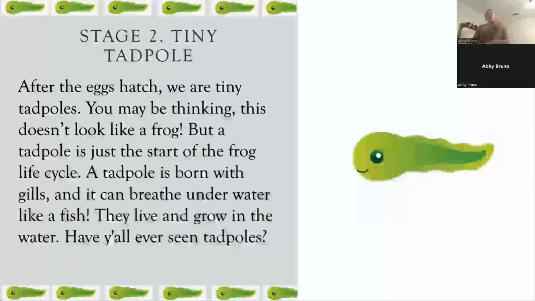The second step is the tiny tadpole. After the eggs hatch, we are tiny tadpoles. You may be thinking this doesn't look like a frog, but a tadpole is just the start of a frog life cycle. A tadpole is born with gills and it can breathe underwater like a fish. They live and grow in water.